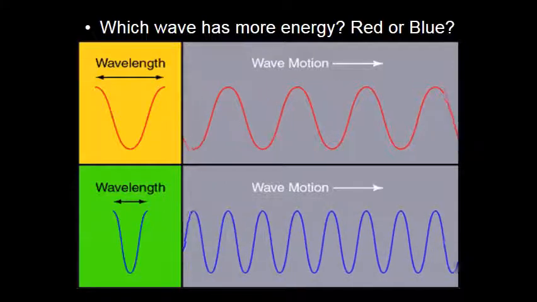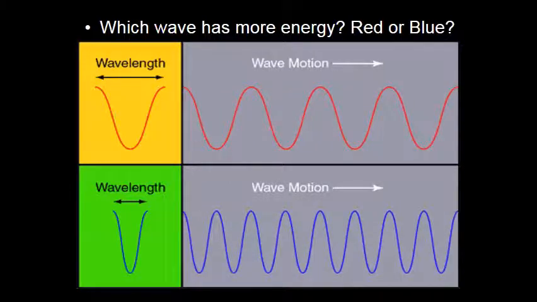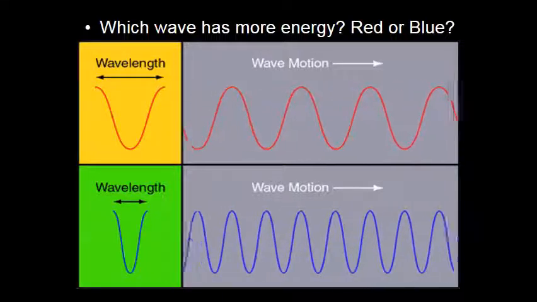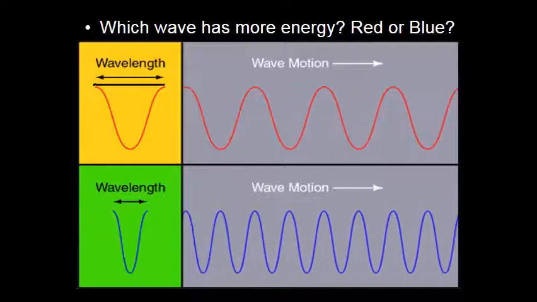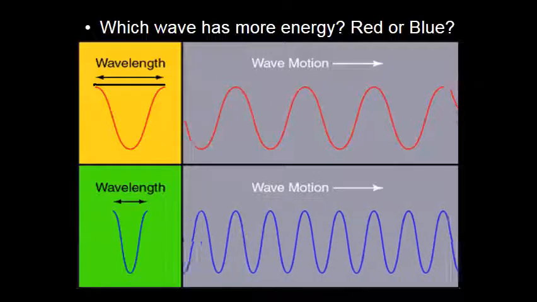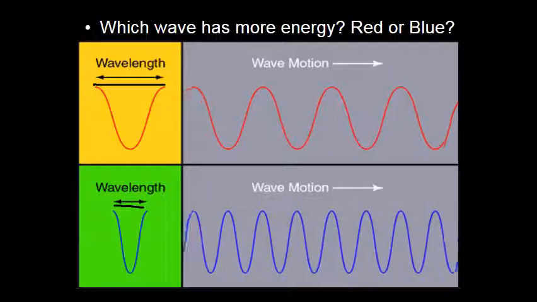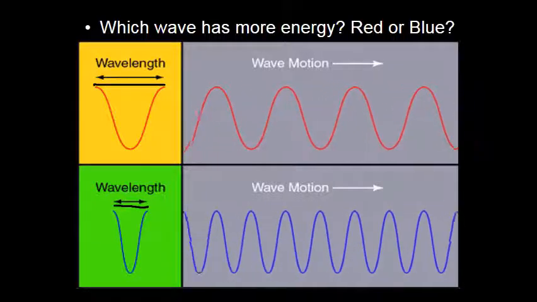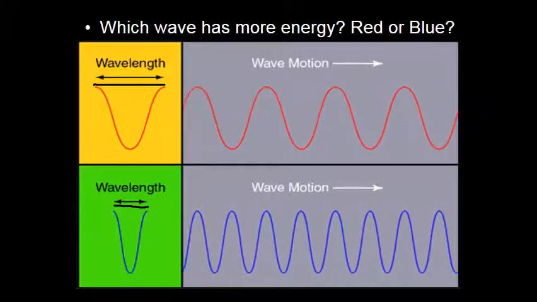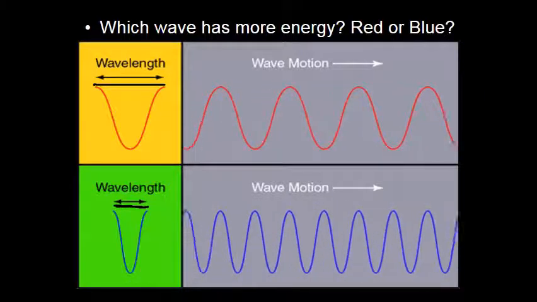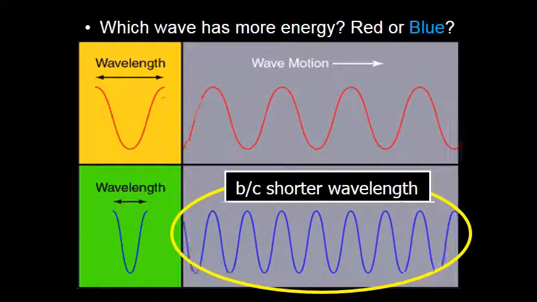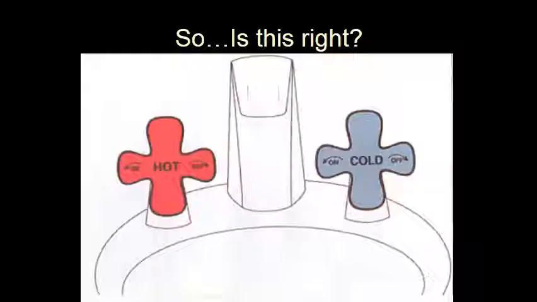So, question, if this is the case, then which wave has more energy, red or blue? Well, take a look at these. Which wave is longer? We have the wavelength of this red wave here, and then we have the wavelength of this blue light. So which one has more energy? If you remember what we were just talking about, shorter wavelengths have more energy. So that means that the blue actually has more energy because the wavelength is shorter.